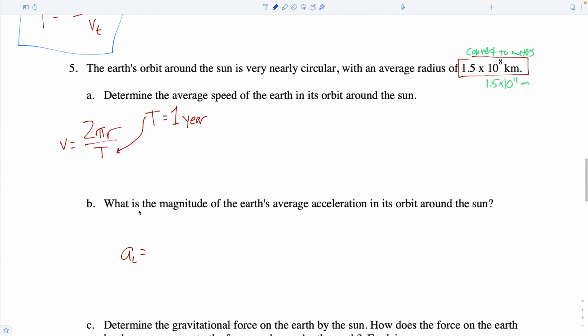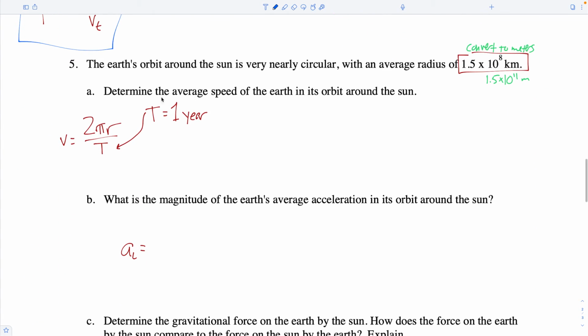All right, skipping to 5, because I can count. Earth's orbit around the sun is very nearly circular, with an average radius of 1.5 times 10 to the 8th kilometers. Again, make sure you convert that to meters. Hey, I did that for you already. But make sure you always use stuff in meters, seconds, and kilograms.